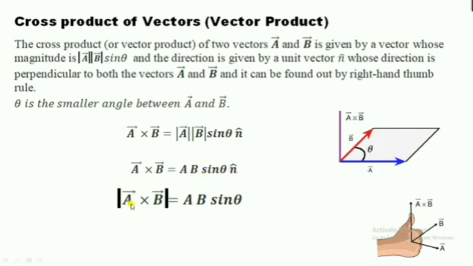If you want to find the magnitude, we don't have the direction, so I can write the magnitude of A cross B is equal to AB sine theta. The direction of this n cap is given by the right hand thumb rule, and this n is perpendicular to both A and B.